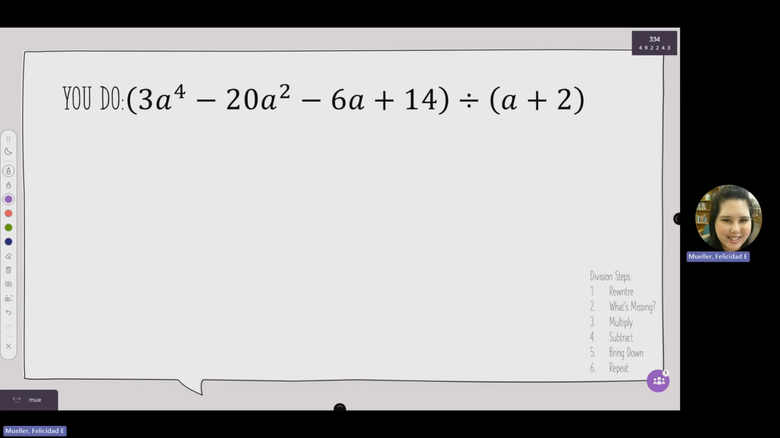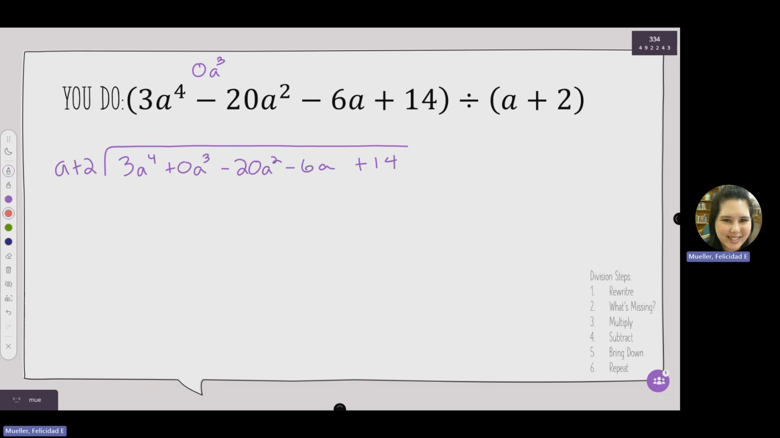All right, so when we take a look at this, I can see I have 4, 2, 1, 0. So I'm missing 0a cubed. So we're going to do a plus 2. Hopefully that was long enough. 3a to the fourth plus 0a cubed, our cubic term, minus 20a squared minus 6a plus 14.